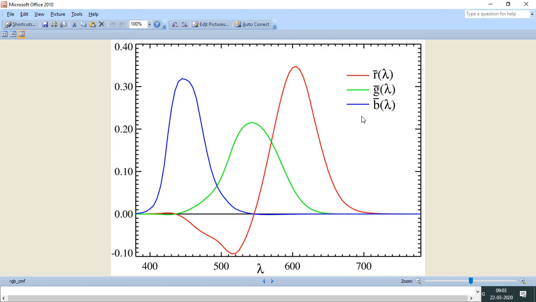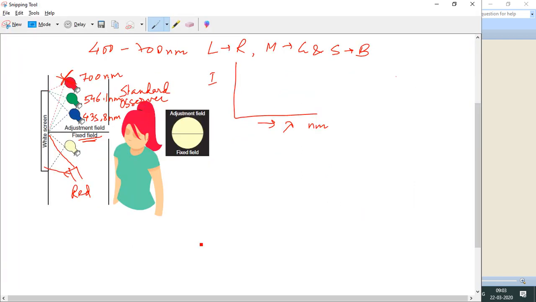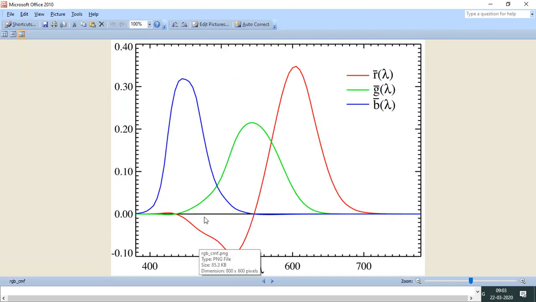So in other words, it's difficult to work with negative values, right? And it doesn't have any meaning. What can negative red mean? Just that the red light was removed from the adjustment field, and exactly that amount was added to the fixed field. In order to explain this phenomenon, the red went into the negative side of the plot.